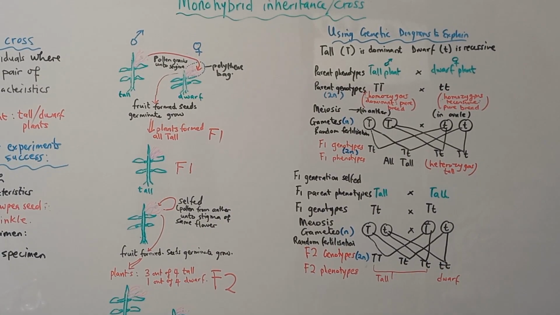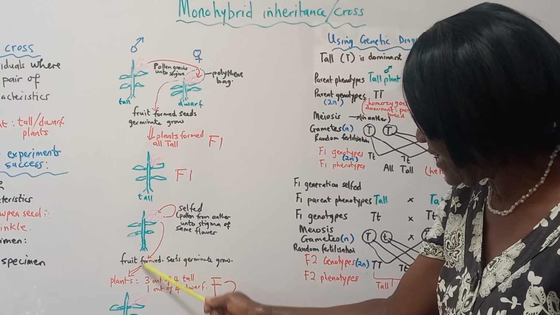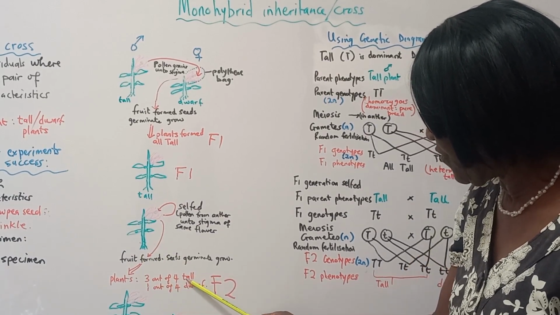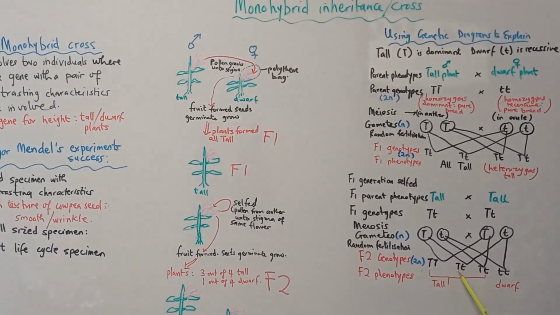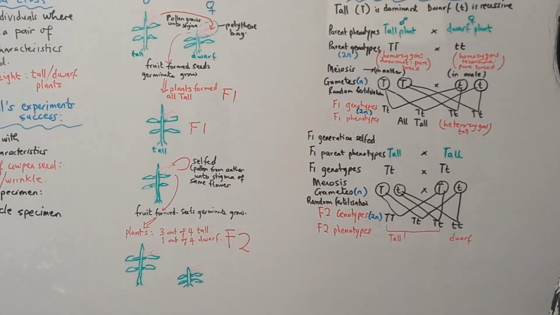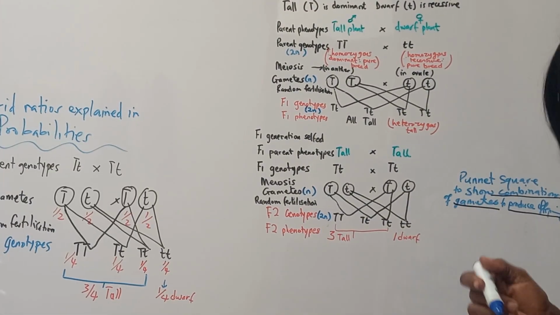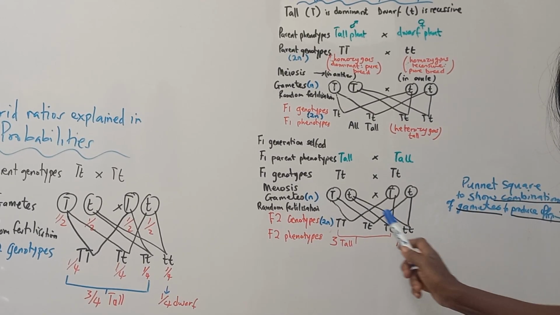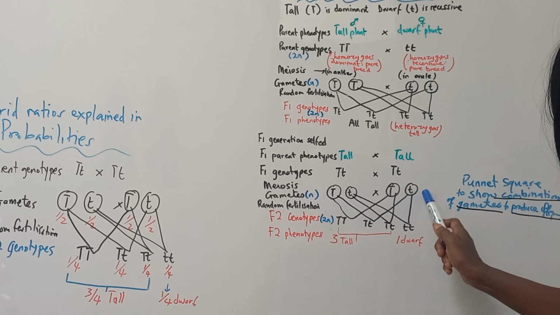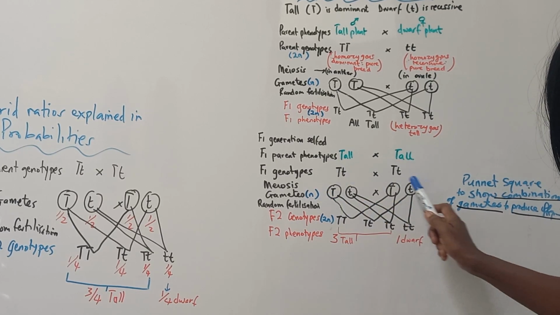This is the F2. Here, 3 out of 4 is tall, 1 out of 4 is dwarf. So look at it, 1, 2, 3 is tall, this one is dwarf. So we are going to use the Punnett square to show combinations of gametes. So these are the gametes that are put into the Punnett square.